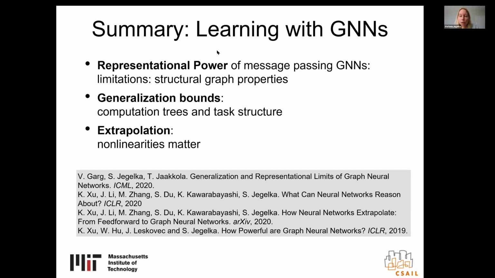I believe so, because even if you look at the Weisfeiler-Lehman test, it only fails for very specific graphs. So if you exclude these graphs, it solves the graph isomorphism test.